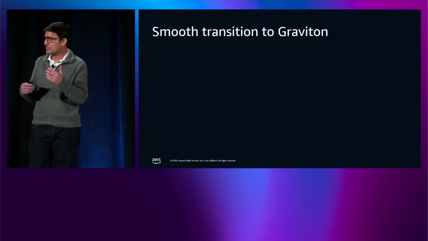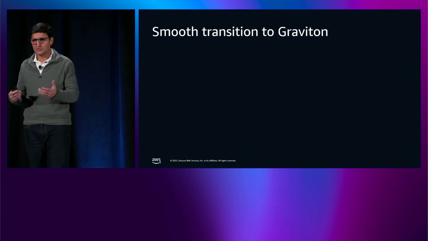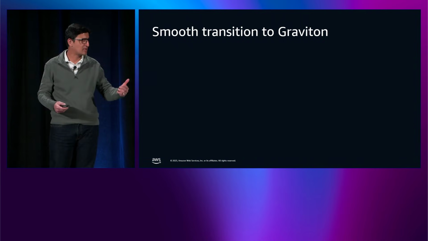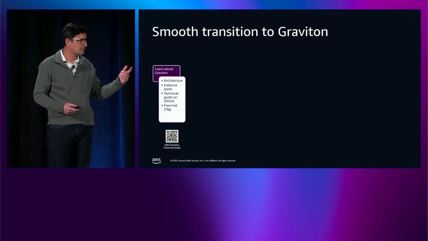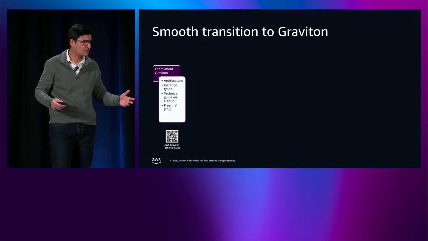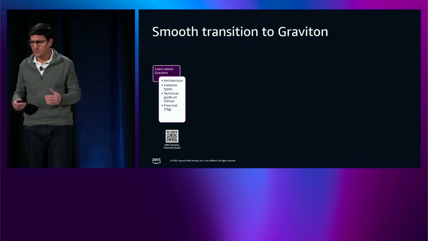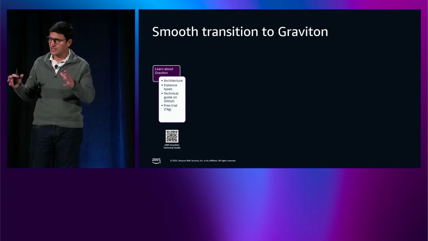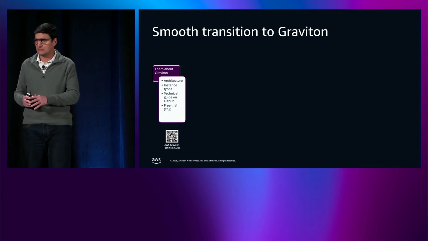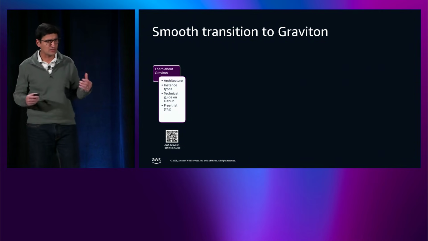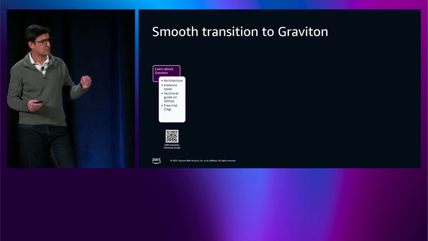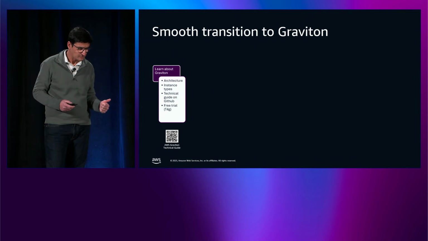If you start thinking about what's involved in your transition, there are a few things to keep in mind. I just wanted to quickly walk you through what those things are. The first thing is you want to learn about Graviton. We talked to you about Graviton today, but there's so much more. We have a great AWS Graviton technical guide on GitHub. It's got a ton of information about what Graviton is, what the instances are, what the architecture is like, and it's got very specific recommendations for each type of workload. So I strongly recommend checking that out.